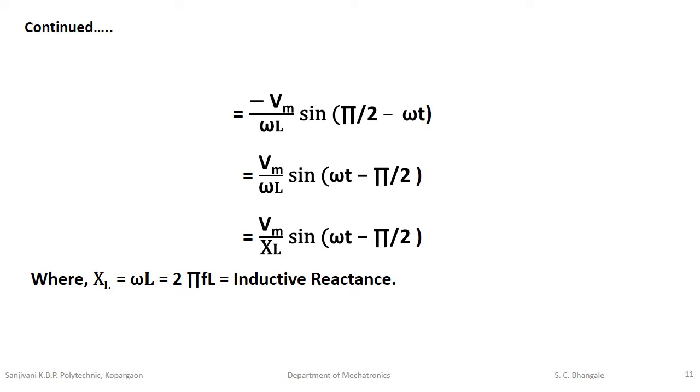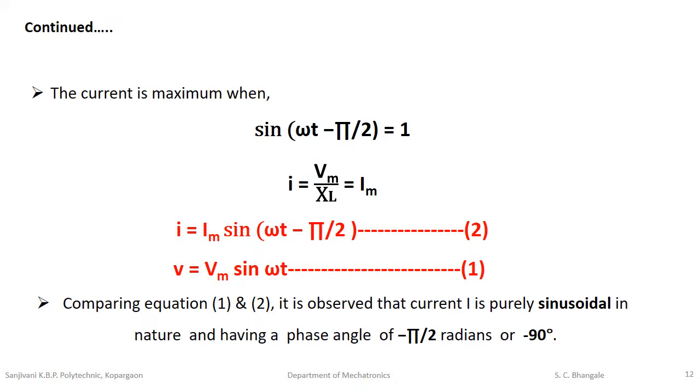Again we can write the equation in a simplified way as Vm divided by omega L sin of omega t minus pi by 2, where omega L we can write as XL, that is the inductive reactance. So we can write the equation Vm by omega L sin omega t minus pi by 2, where XL is nothing but omega L, which has the value 2 pi FL. 2 pi FL is nothing but the inductive reactance.